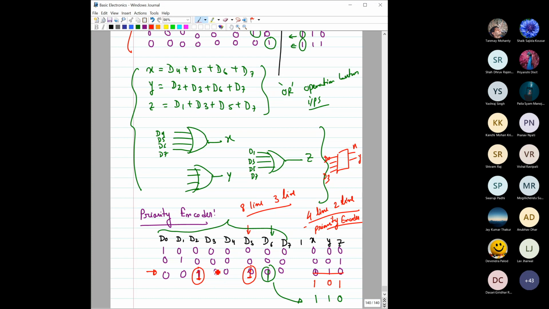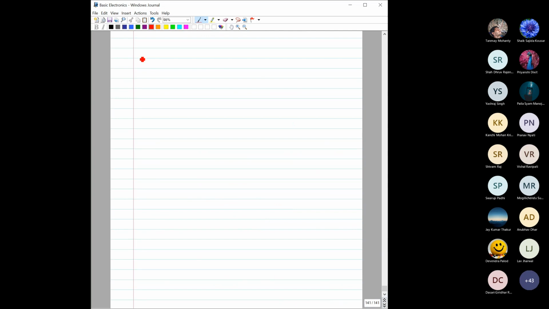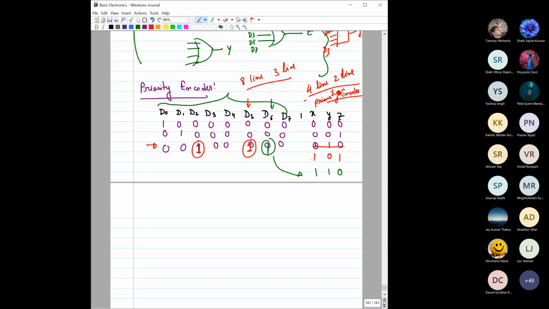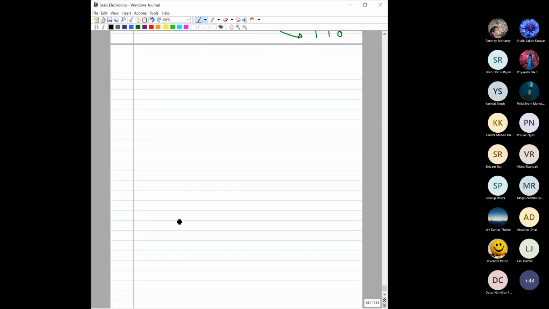Is this priority encoder clear to you? Yes, sir. Okay. Please do this 4 to 2-line priority encoder. Then the next one is the multiplexer.